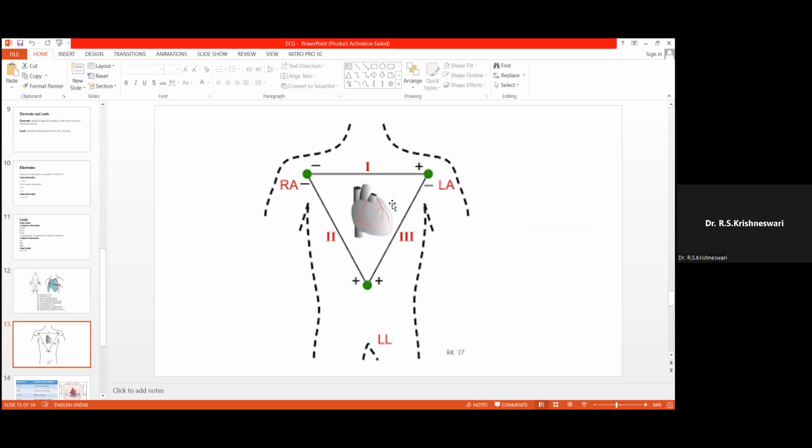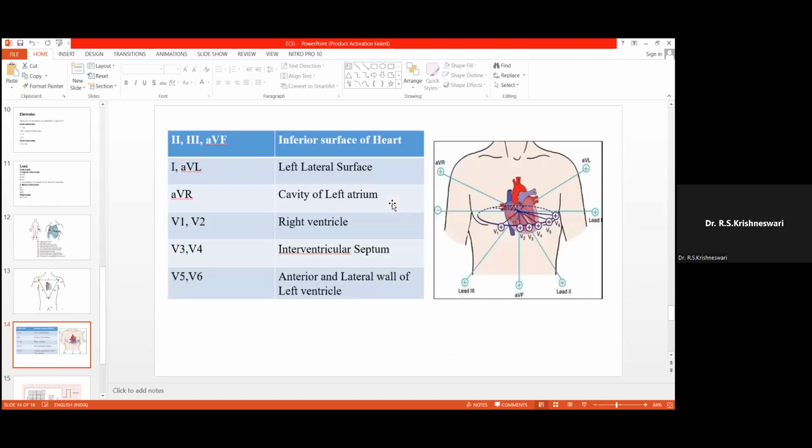The first rule is, from above downwards or below upwards, the positive pole will be in the lower side. And the second rule is, from right to left or left to right, the positive pole will be in the left side. Please remember this because in the next slide we'll be seeing, the place where the positive pole exists, it will be seeing that particular surface of the heart. So this is very, very important.